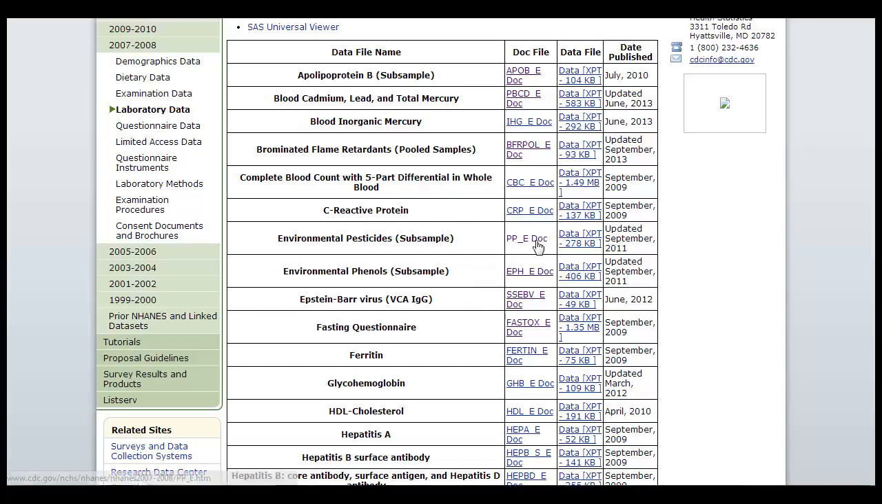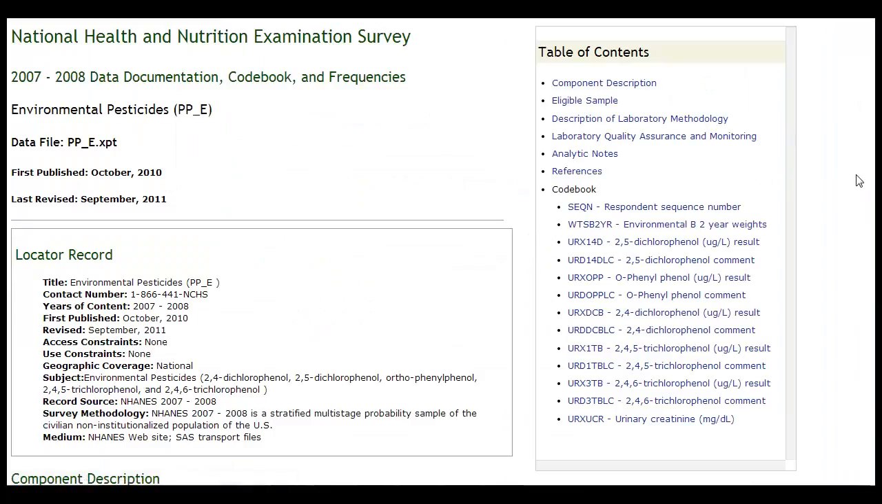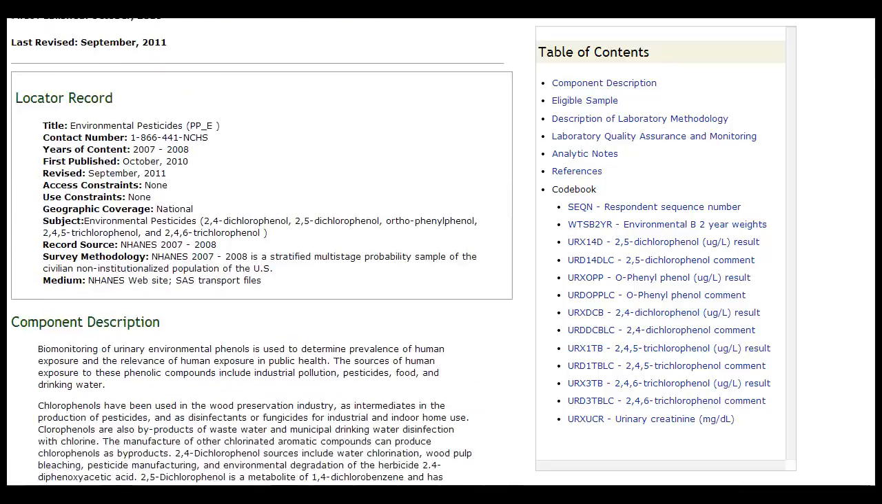If we click on this, we can see that inside here there is also a weight variable. This one is called the environmental B 2-year weights. And they have different environmental chemical groups, environmental A, environmental B, etc. In each group there was a random sample, and a number of different environmental pollutants were measured in that subsample. I don't know if this was a half or a third. Let's see if it tells us.